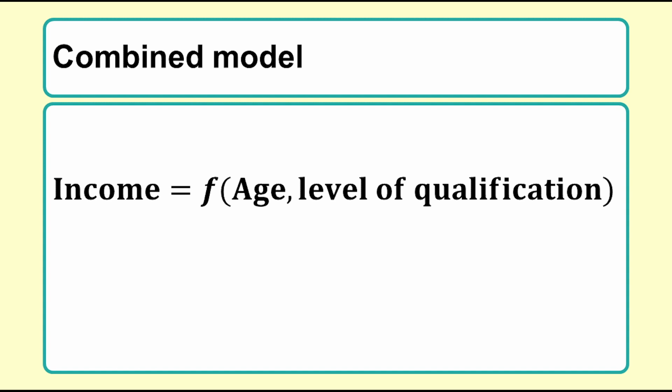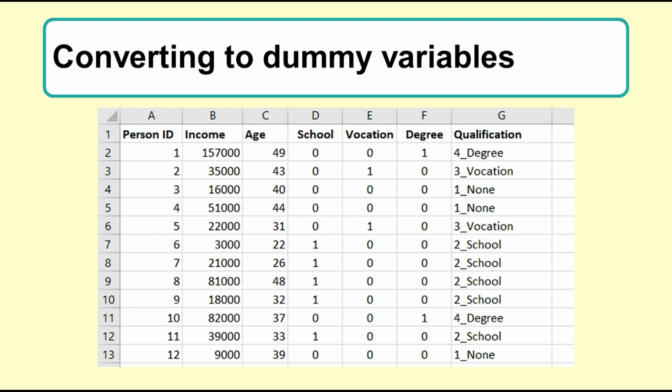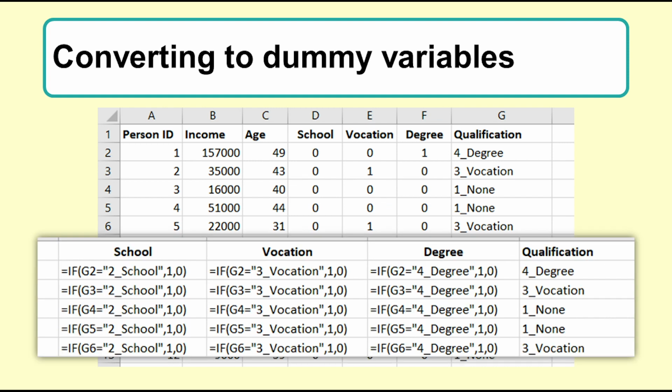We need to have a dummy variable for each of the different qualification levels but one. There are 4 levels, so we need 4 minus 1, which equals 3 dummy variables. The indicator or dummy variables are school, vocational, and degree. For each person in the database, they will have at most 1 in one of those 3 variables. If they have all zeros, then that means that they have no qualifications, which is the 4th level of the variable qualification. I used if statements in Excel to create my dummy variables.